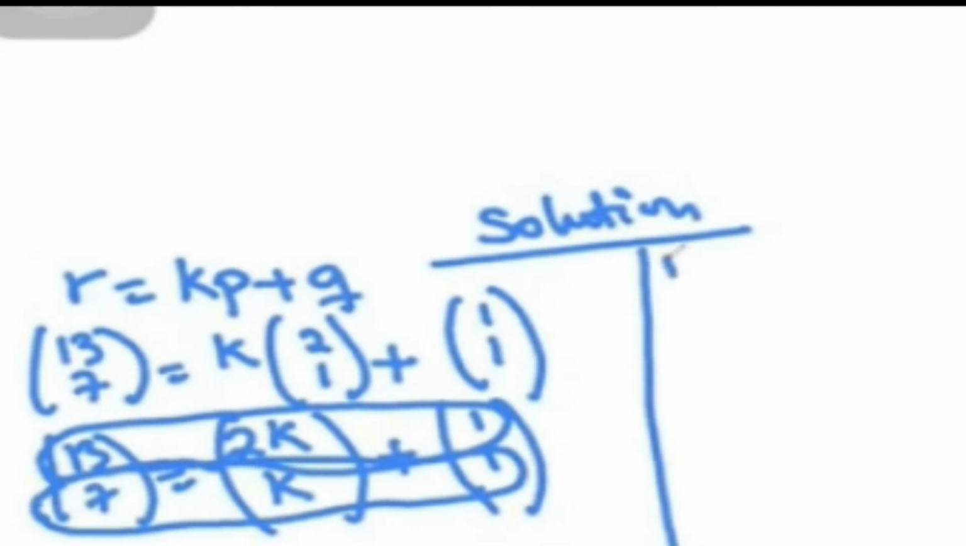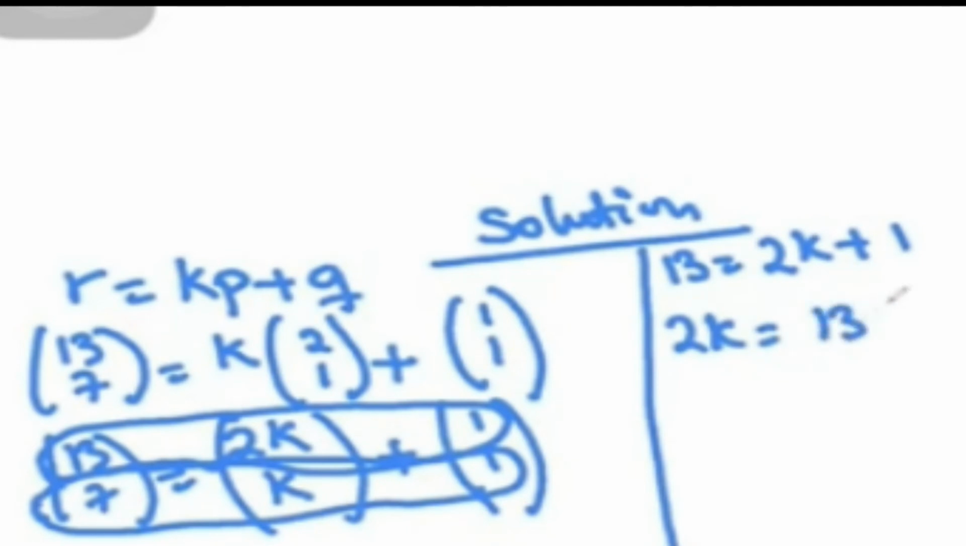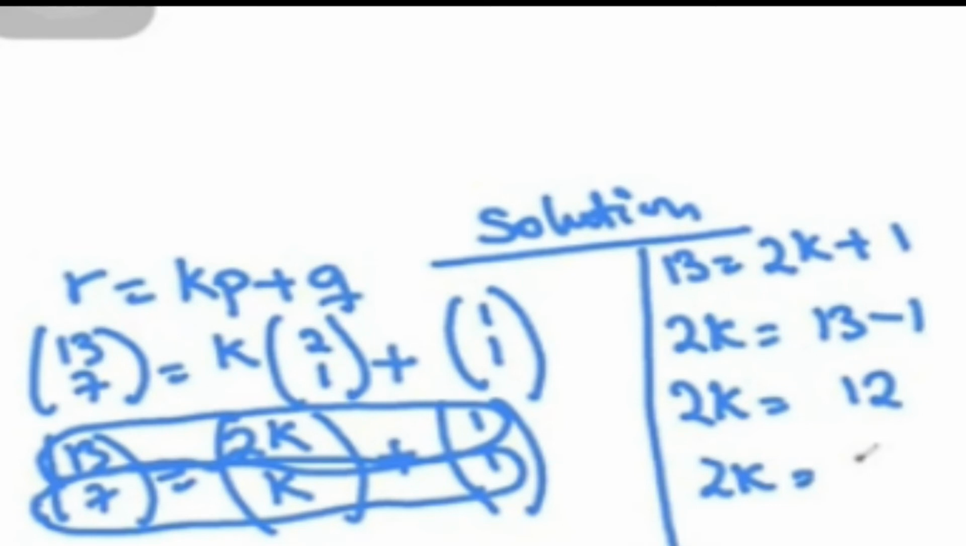So it means that we're going to get 13 is equal to 2K plus 1. Making K the subject, we are going to get 2K is equal to 13 minus 1. So 2K is equal to 12. Drop down again, and divide both sides by 2. Then you are going to get K as 6.